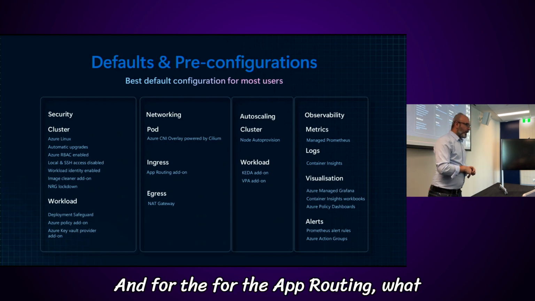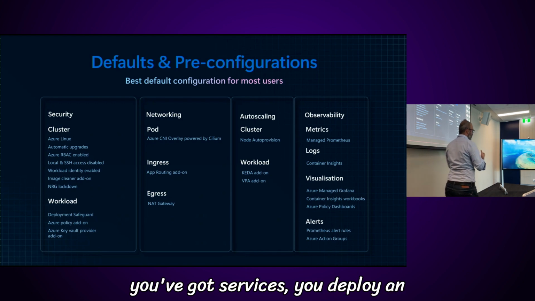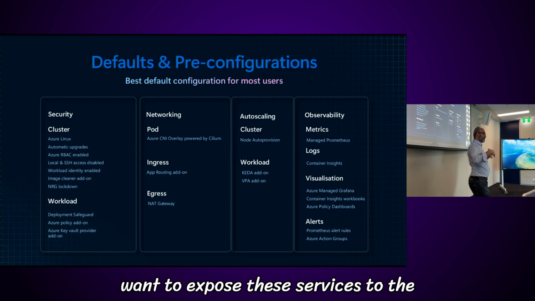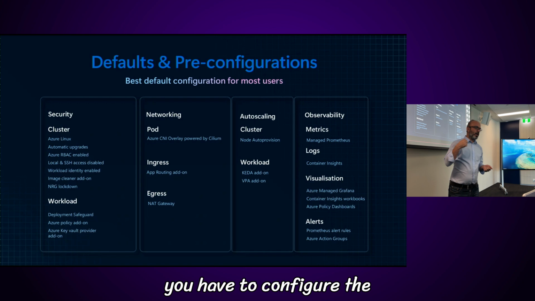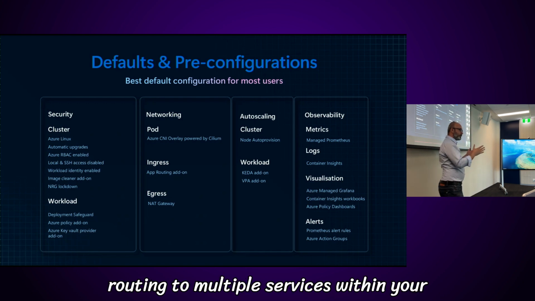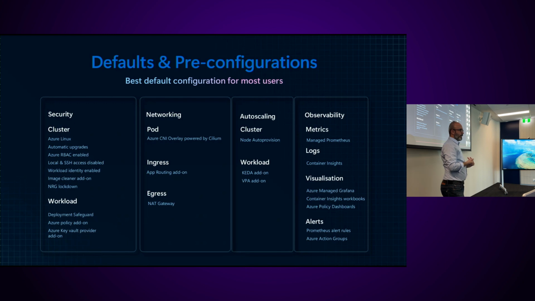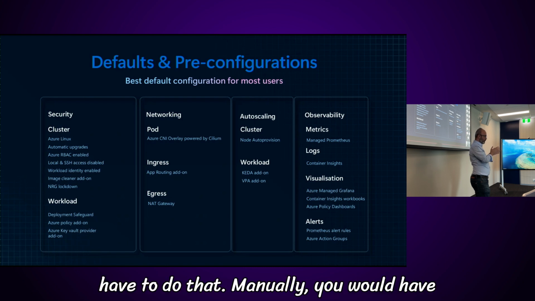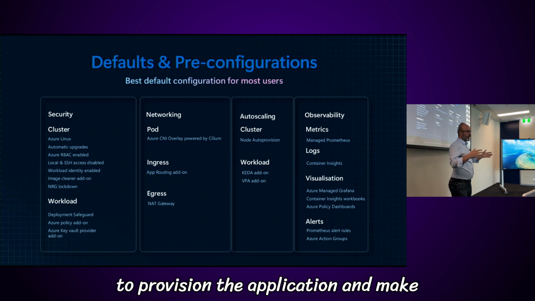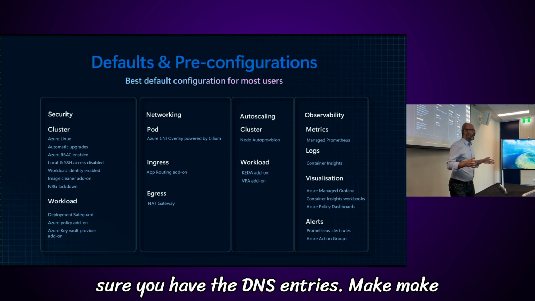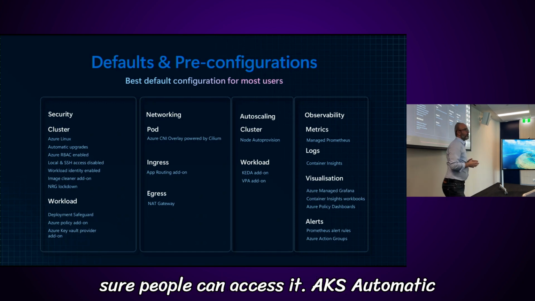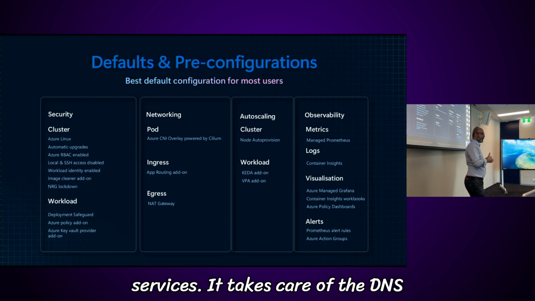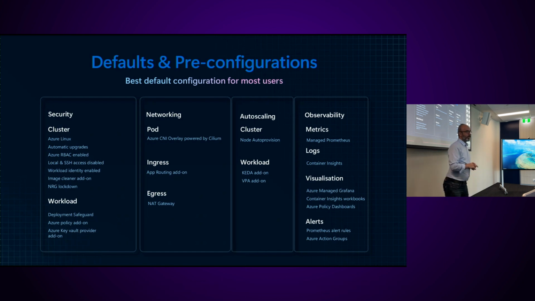And for the app routing, what that means is that, if you deploy an application on Kubernetes, and then you want to expose these services to the internet, that means DNS, that means you have to configure the routing to multiple services within your application. With AKS standard you would have to do that manually. You would have to provision the application and make sure you have the DNS entries, make sure people can access it. AKS Automatic comes with that configured already. So it gives people access to your services and takes care of the DNS configuration.